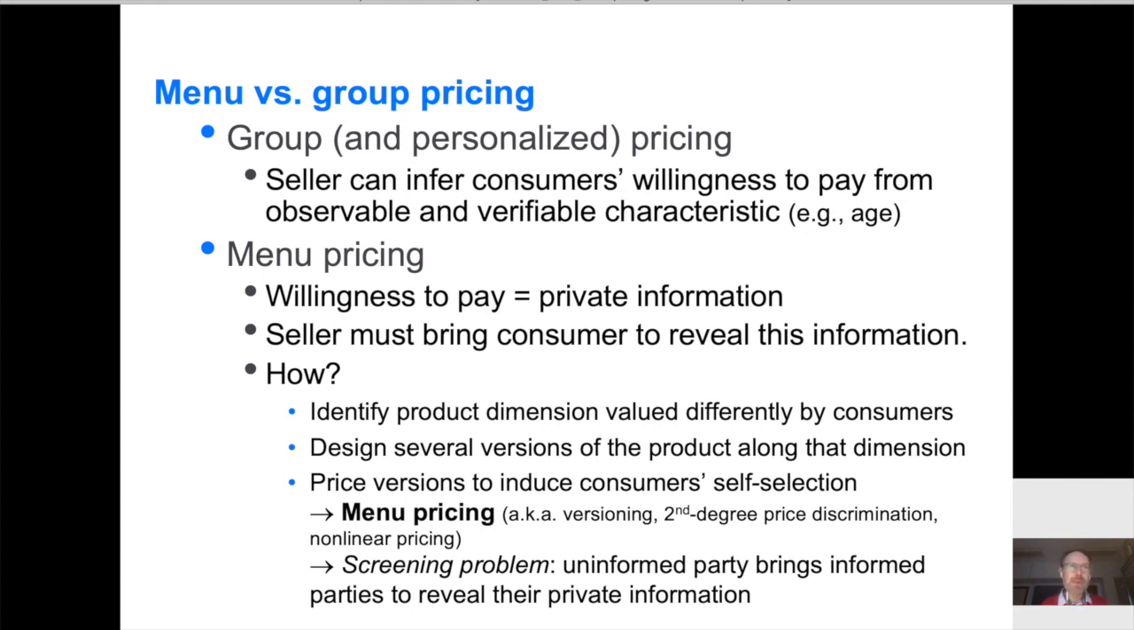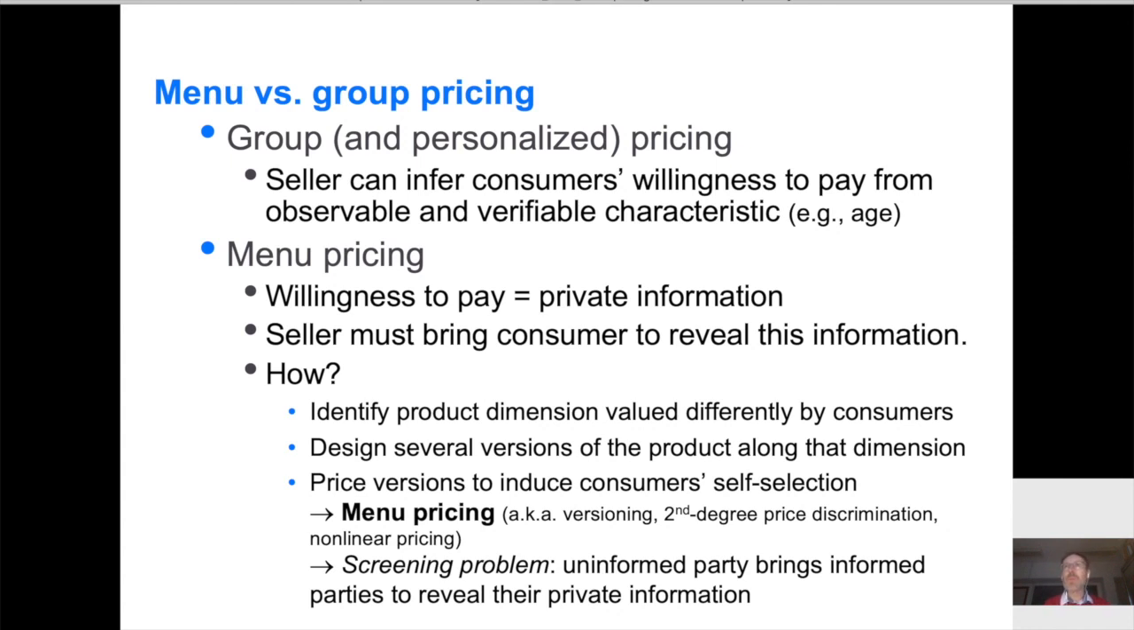Okay, so a typical example is the student discount. Students have a lower willingness to pay for many things like movie theater tickets, and it makes sense to offer them a lower price. And it is possible to do so because you can verify whether a person is a student or not by asking them to show their student ID. So the characteristic that matters, being a student or not, is verifiable.